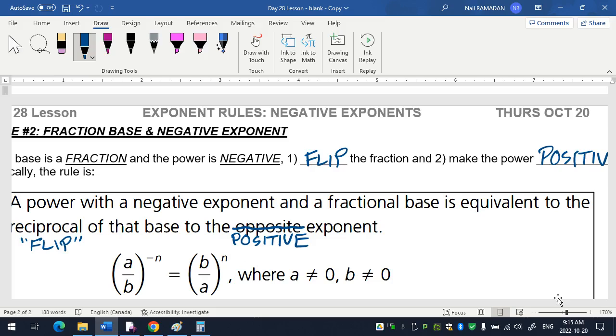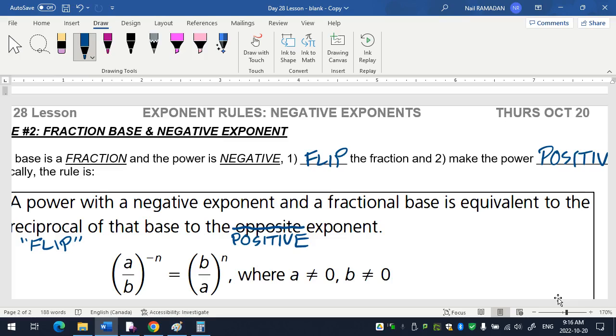Noor, what's my original base? A over B. What's my new base? Did I flip it? I did. What's my old exponent? Negative something. What's my new exponent? The positive something. Great. Everyone, how many conditions do I have now? One condition or two?